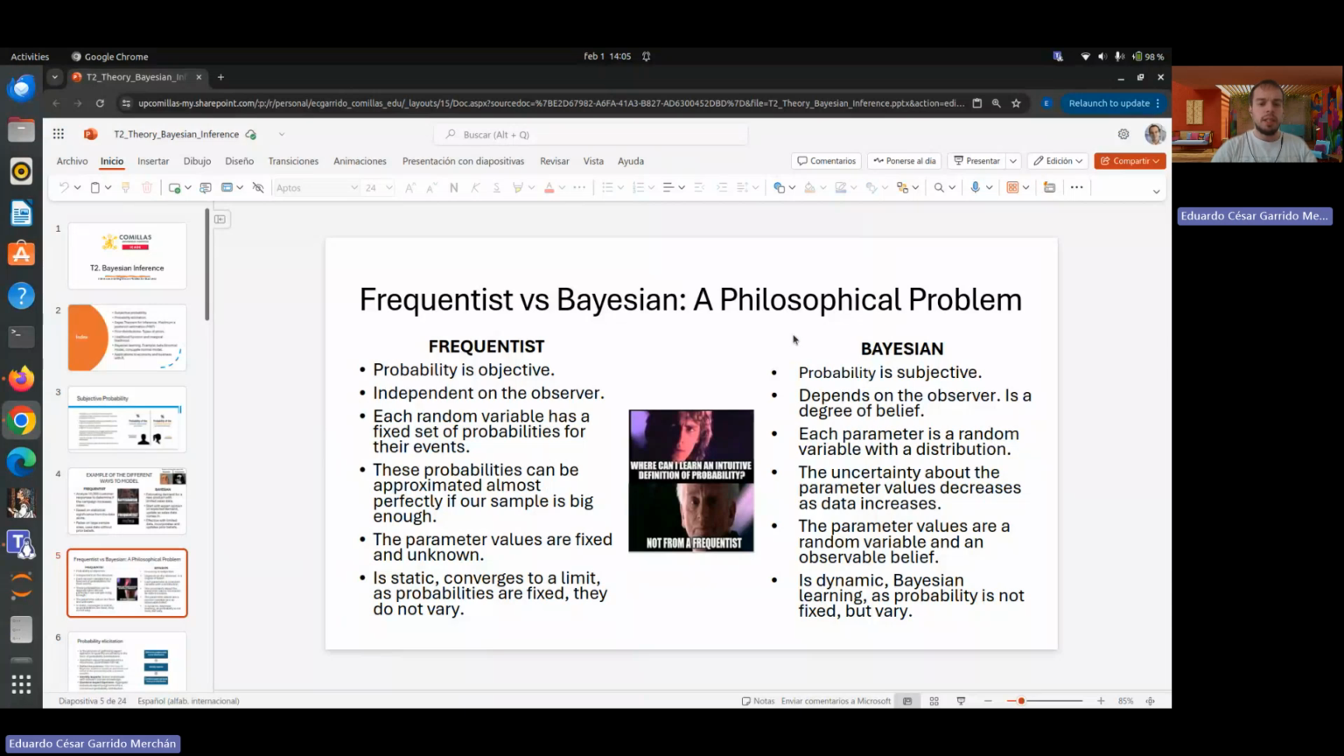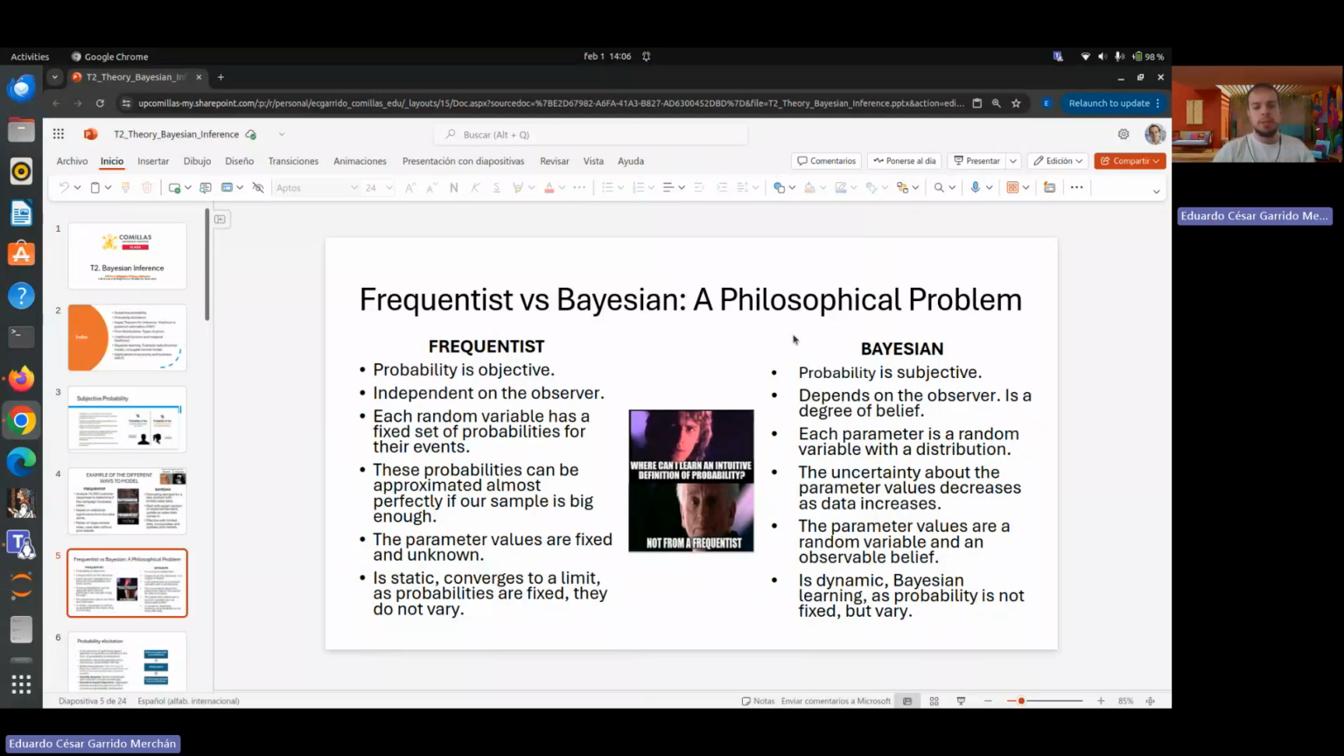So for the frequentist, the probabilities can be approximated almost perfectly if our sample is big enough. In fact, the definition of probability for a frequentist is a limit. It's a limit as the sample size goes to infinity. Then I'm going to estimate the probability of a certain event under an epsilon error. Whereas in the case of the Bayesian, the uncertainty is going to decrease using Bayes' theorem as data increases. Okay, that's basically the saying that the prior is the student of the posterior. The new priors are going to be built on posteriors.